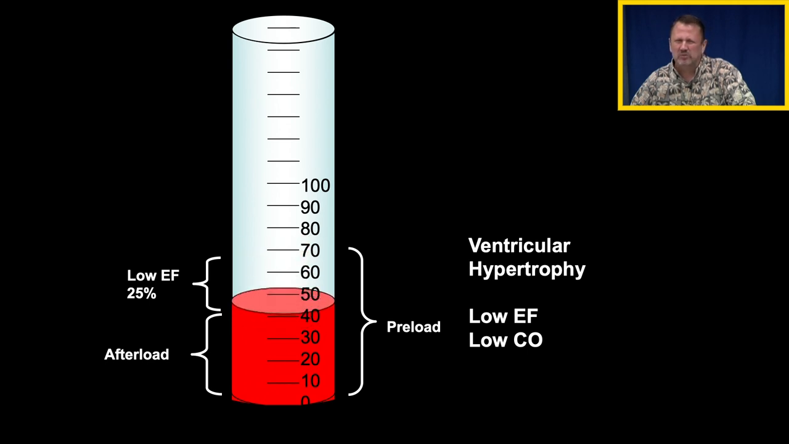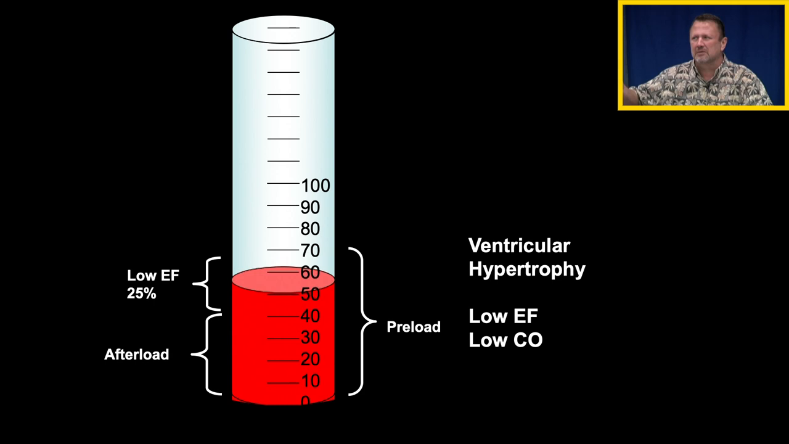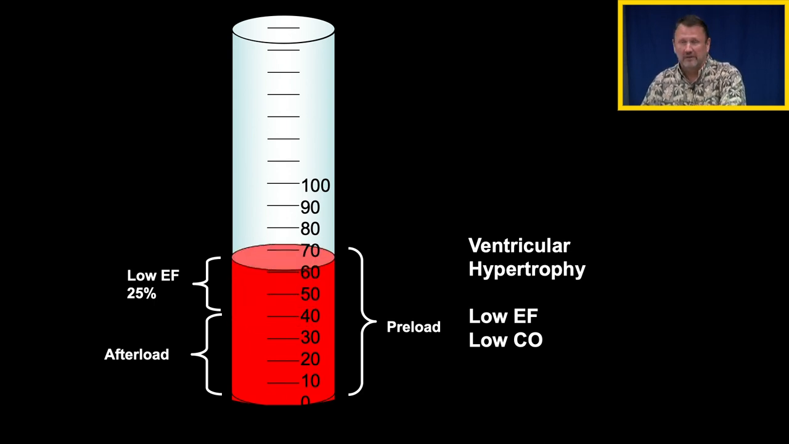It does have a lower afterload, but those pressures are still high, and the ejection fraction between them is still 25%. So ventricular hypertrophy, even though it seems like the opposite pathophysiology, still gives us the same result as dilated cardiomyopathy, a congestive heart failure. So you can have congestive heart failure with dilated cardiomyopathy, and with ventricular hypertrophy, we can have CHF as well.